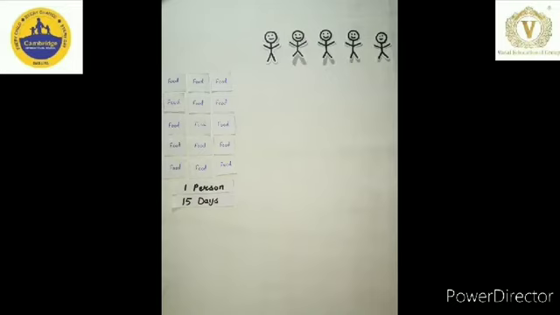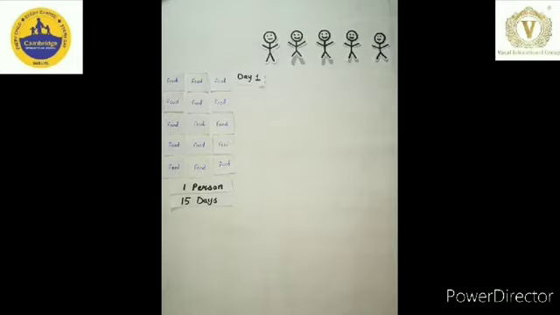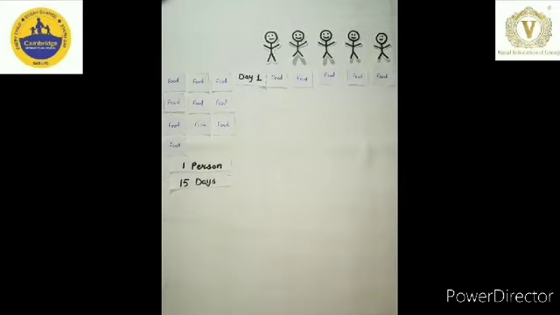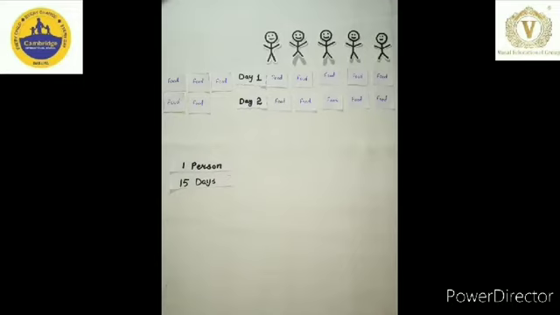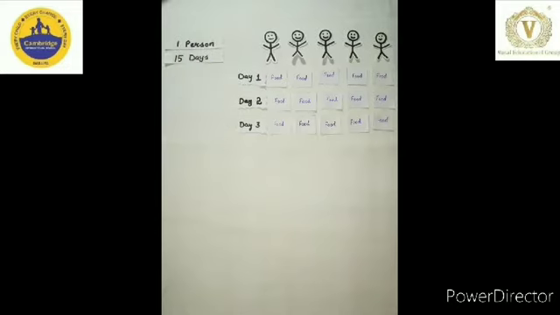Now let us take a look at the situation and see what would happen. Because one person consumes one food packet per day, that means on day 1, 5 of the food packets will be consumed. And on day 2, another 5 of the food packets will be consumed. And similarly, on day 3, the remaining 5 food packets will be consumed by 5 of them.